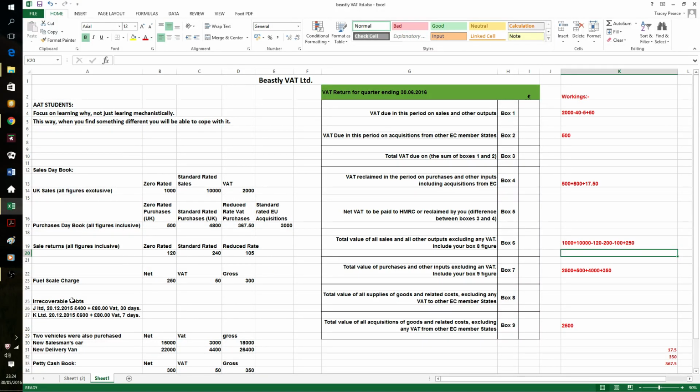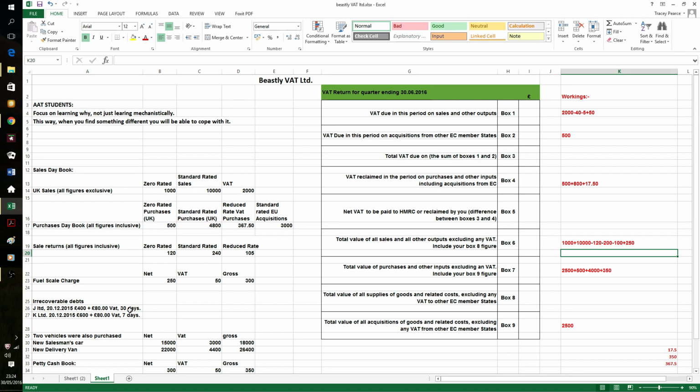Next on the list is our 2 irrecoverable debts. On an AAT exam, if you see 2, the probability is that one of them can't be claimed back for some reason or other. The rules, obviously, you have to write it off formally in your accounts, and they have to be 6 months overdue, not 6 months old. These are both 6 months old.